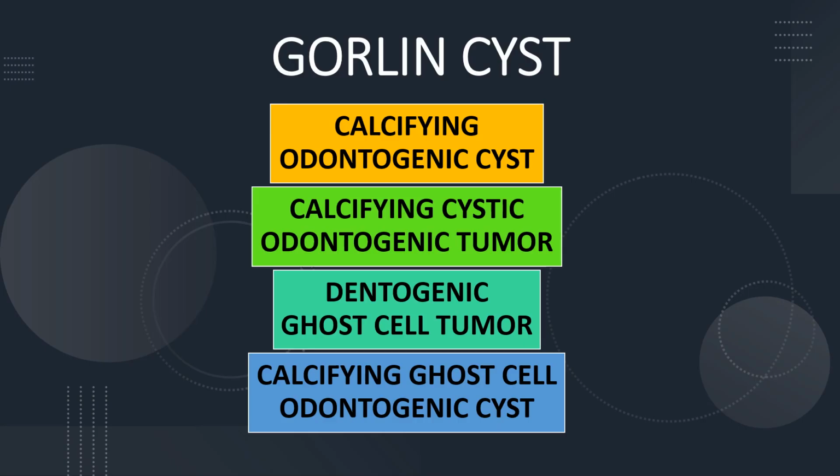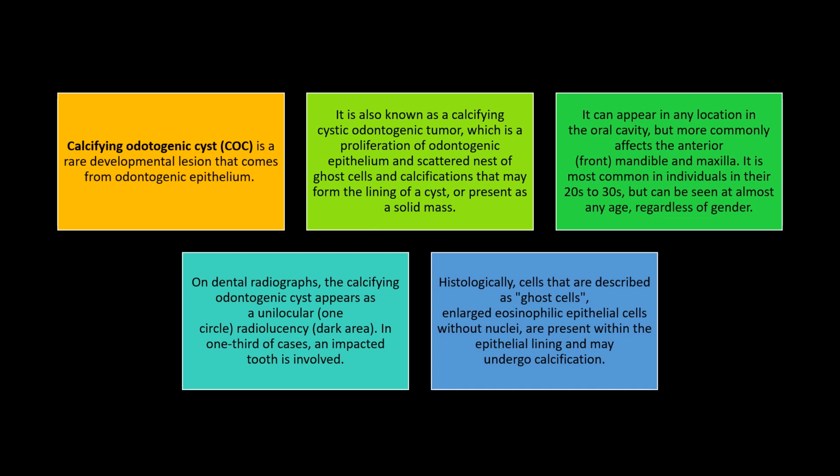So, Gorlin cyst. The other names for Gorlin cyst include calcifying odontogenic cyst, calcifying cystic odontogenic tumor, dentinogenic ghost cell tumor, and calcifying ghost cell odontogenic cyst. Calcifying odontogenic cyst is a rare developmental lesion that comes from odontogenic epithelium. It is also known as calcifying cystic odontogenic tumor. Do not confuse this with the Pindborg tumor. That is different and this is different.